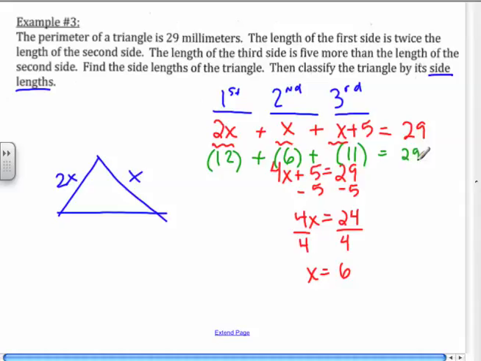Now, the last thing that they asked us to do is to classify this based on its sides. Looking at the lengths of the three sides, what kind of triangle is this? Is it isosceles? Is it scalene? Or is it equilateral? It's scalene because none of the sides are the same. They're all different lengths. So this is a scalene triangle.